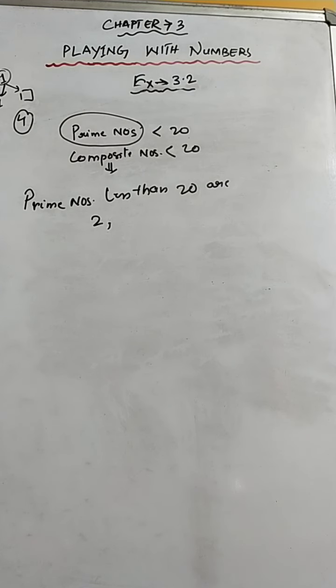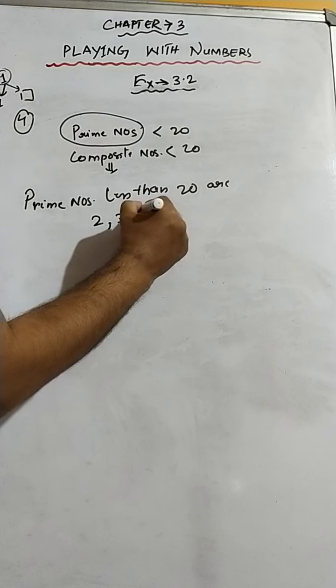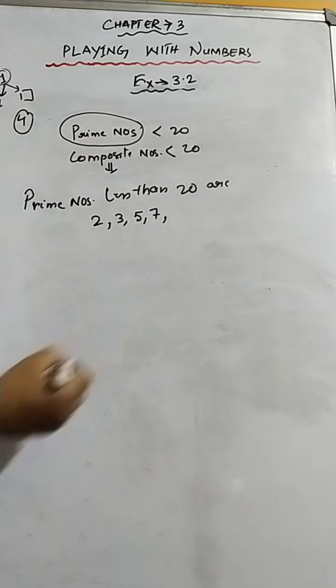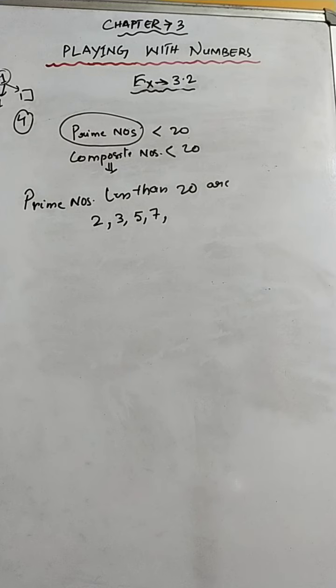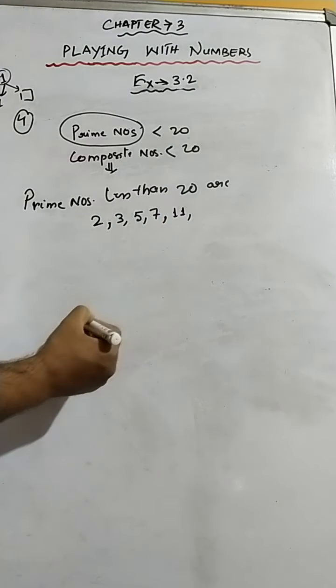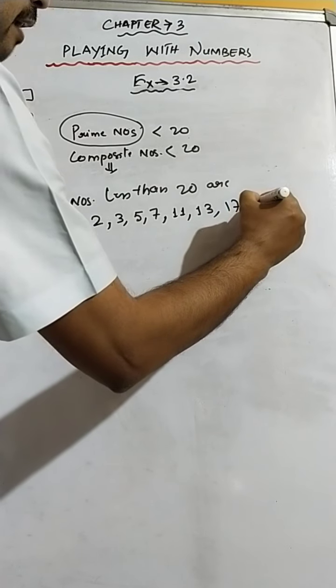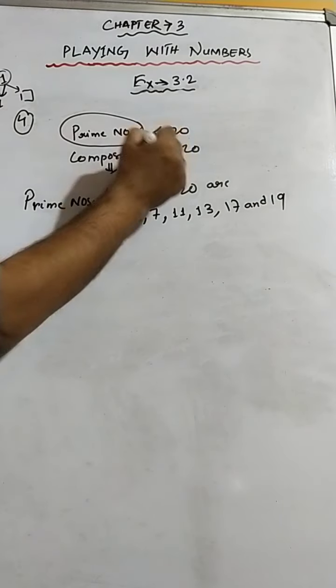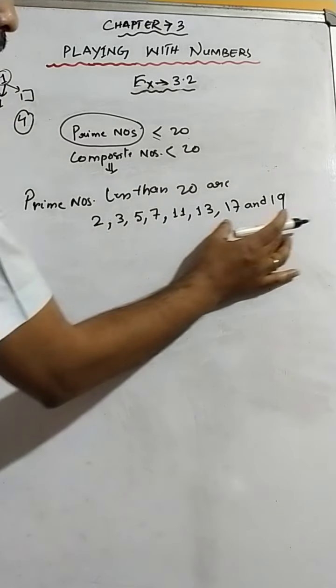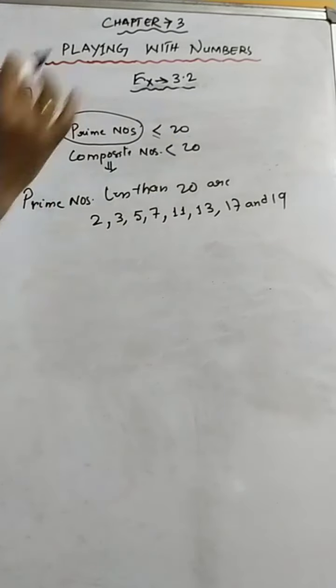What is the second prime number? We have 3, then we have 5, then we have 7, then we have 9. No, 9 is not a prime number because 9 is divisible by 1, by 9, and by 3 also. So 9 is not a prime number. What is the next prime number? It is 11, and the next prime number is 13. And what is the next prime number after 13? Check, check, check. It is 17, and finally it is 19, because we have to check less than 20. So these are all the prime numbers less than 20.